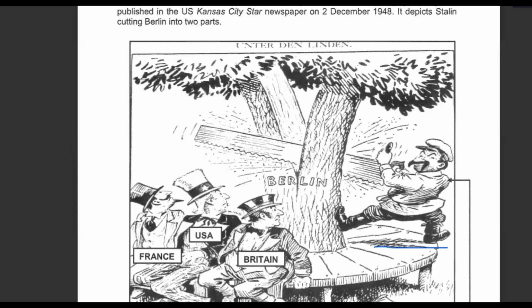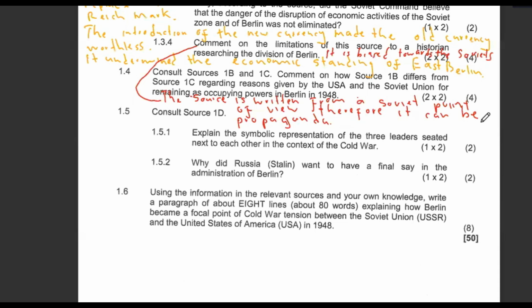Now let's go back to the question for that particular source. All right, consult sources 1B and C and comment on how 1B differs from source 1C. That is question 1.4. If you look at source 1B, I would write the answers for question 1.4 below. Source 1B regards the blockade as a violation.